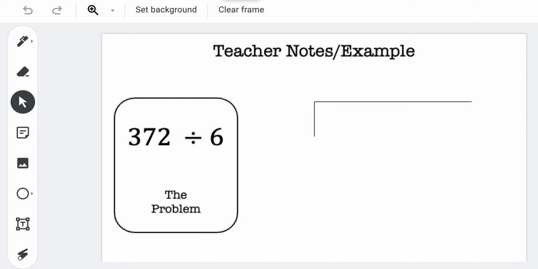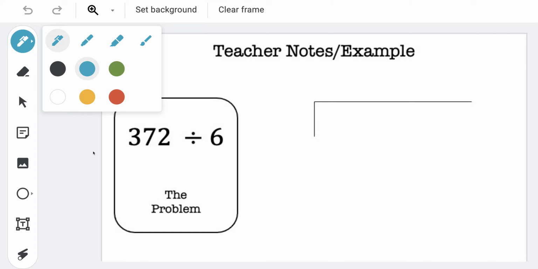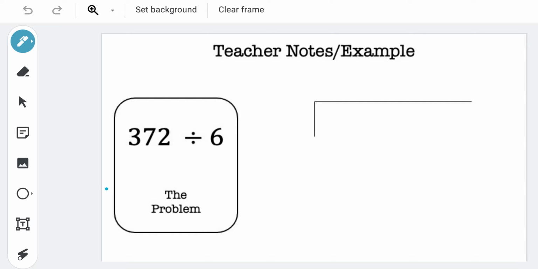All right, so what I want you to do is come over here and grab a pen. You can choose a color. All right, so our first problem is 372 divided by 6. So I want to know how many groups of 6 there are in 372.